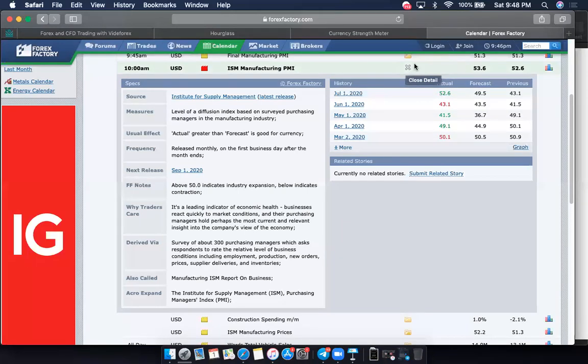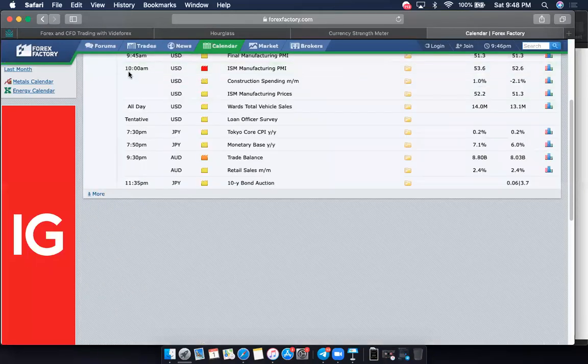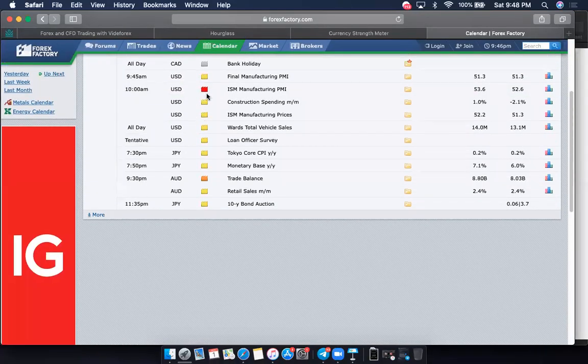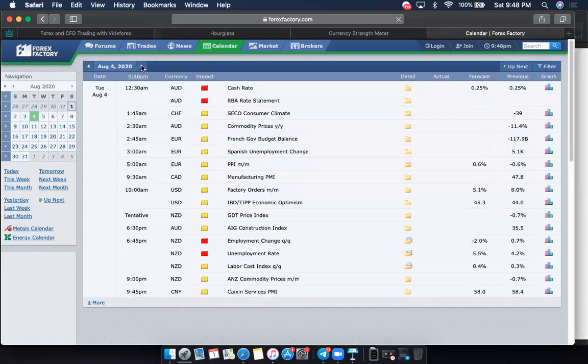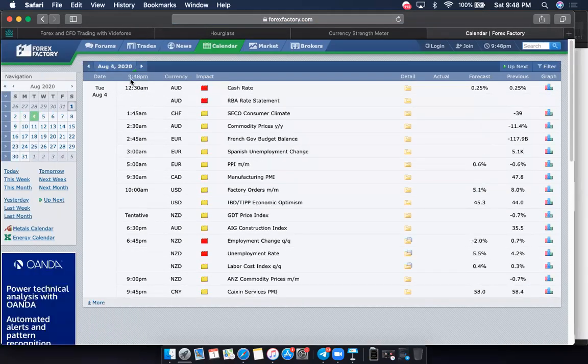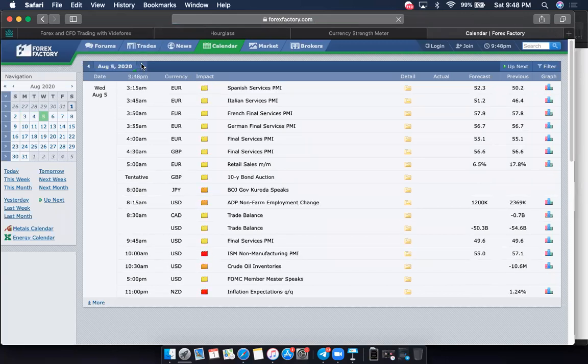All right, so at 10 a.m. on Monday, stay away from the dollar. It has got some news going on. Tuesday, around midnight, the Australian dollar has red news. At 6:45 p.m., the New Zealand dollar has some news. We don't trade those pairs anyway on Cashtrap, so we're good.